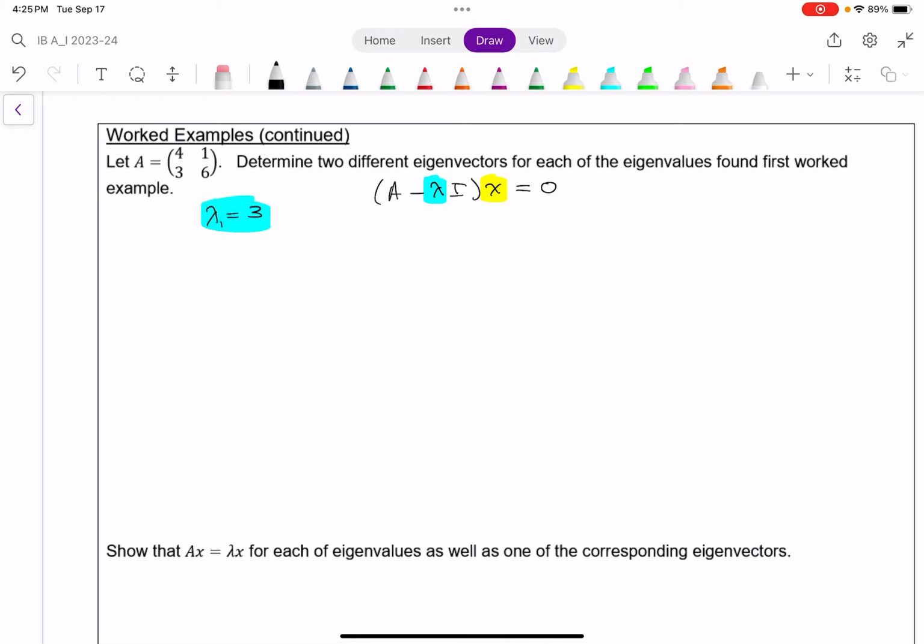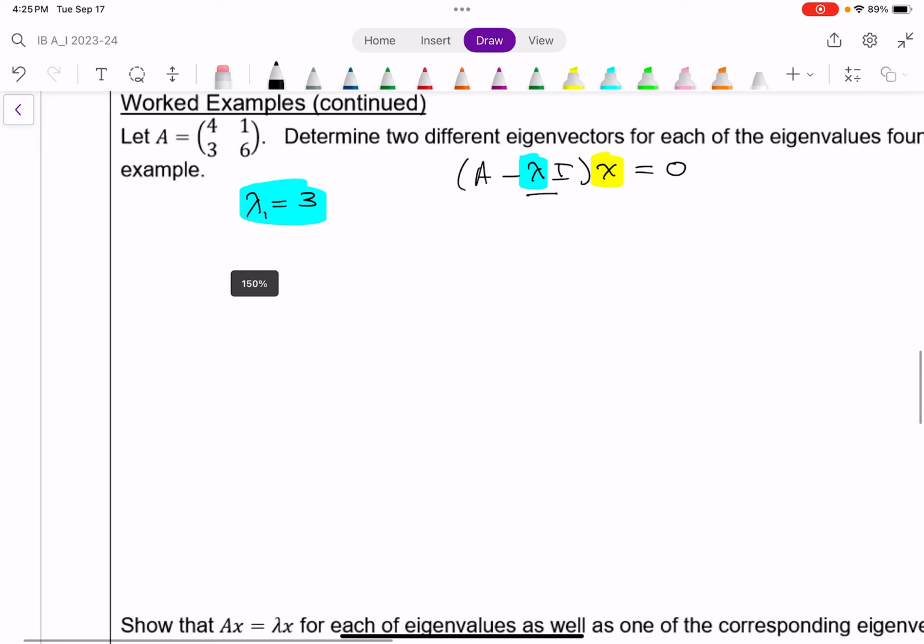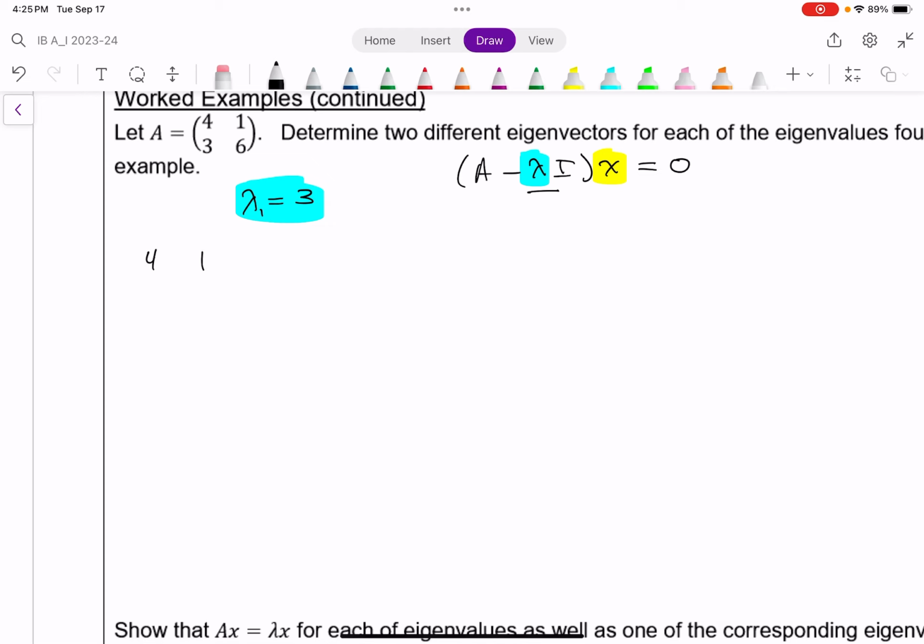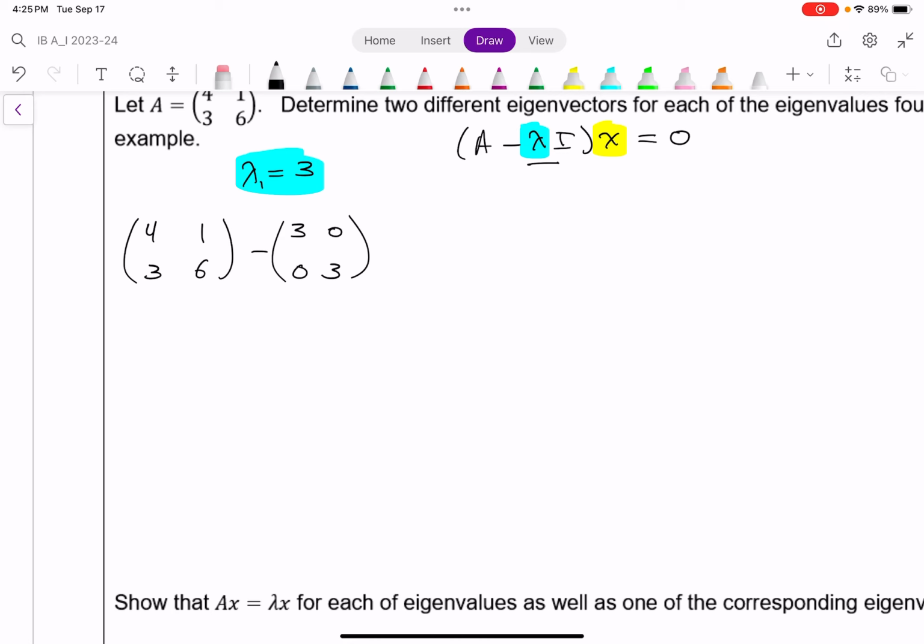Well, I want to go A minus 3 times the identity matrix. So in this case, I have 4, 1, 3, 6, minus 3 times the identity matrix, that's 3, 3, 0, 0. Which means I can put this together quite nicely and get 4 minus 3 is 1, 1 minus 0 is 1, 3 minus 0 is 3, 6 minus 3 is 3. Everything I see here is what I have here.